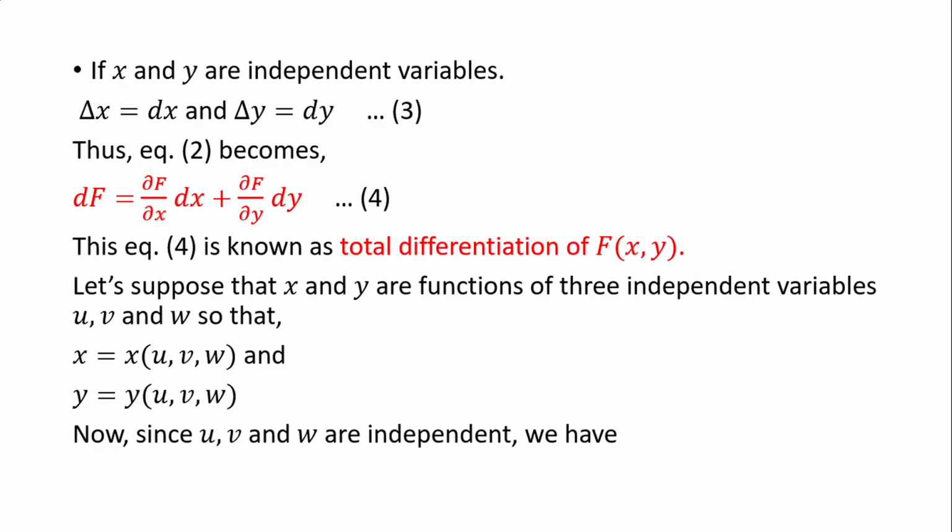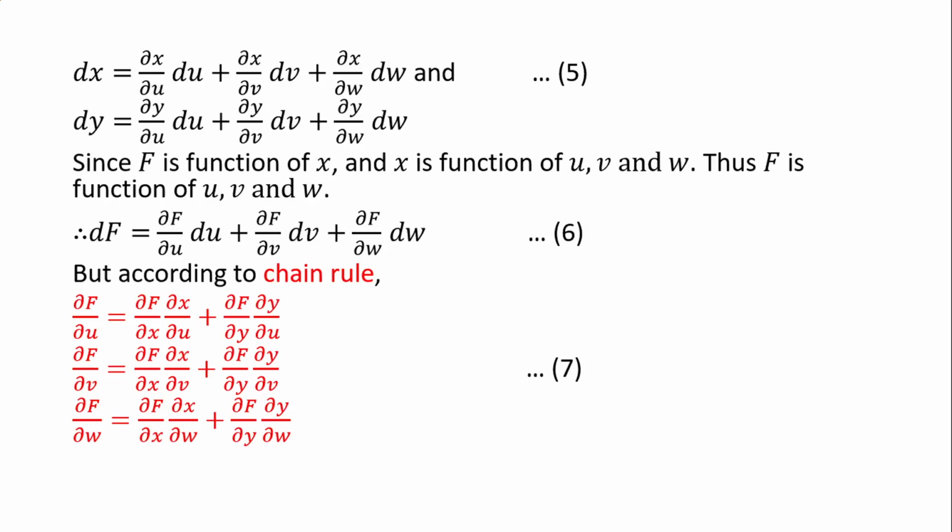Since f is a function of x and y, and x and y are functions of u, v, w, therefore we can say that f is a function of u, v, w. Therefore the total differentiation of f in terms of u, v, w can be written as df equal to ∂f/∂u du plus ∂f/∂v dv plus ∂f/∂w dw.